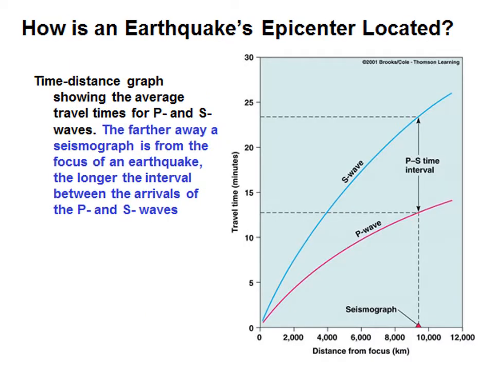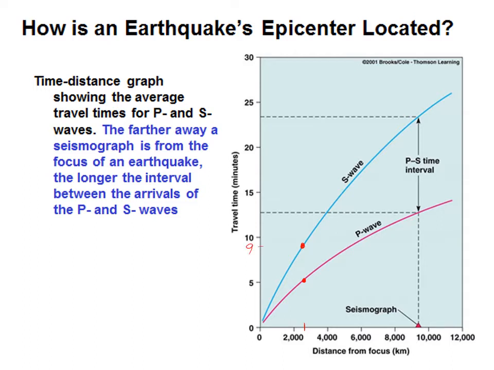What we have here is the time-distance graph showing the average travel times for P and S waves. The farther away a seismograph is from the focus of an earthquake, the longer the interval between the arrivals of P and S waves. For example, at this particular station, the P wave was detected after 5 minutes, followed by the S wave, which is here, approximately 9 minutes.